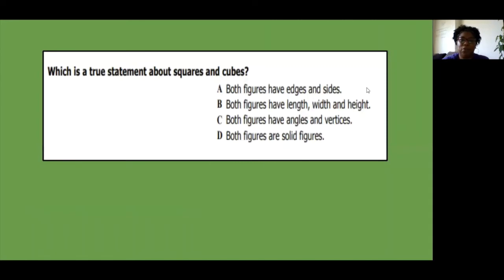Next. Which is a true statement about squares and cubes? A, both figures have edges and sides. B, both figures have length, width, and height. C, both figures have angles and vertices. D, both figures are solid figures. Which is a true statement about squares and cubes?